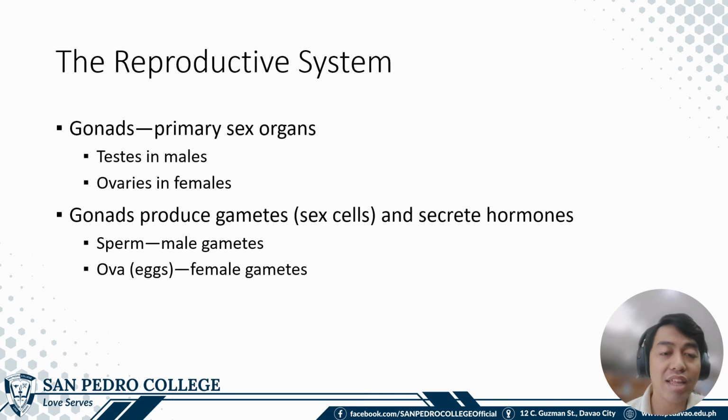So in both male and female reproductive systems, you have the gonads that serve as the primary sex organs. The gonads in the males are the testes, for the females, that is the ovaries. These gonads not only produce hormones but also produce sex cells. The sex cells in the male are the sperm. The sex cell in the female is the ovum, or ova, plural.